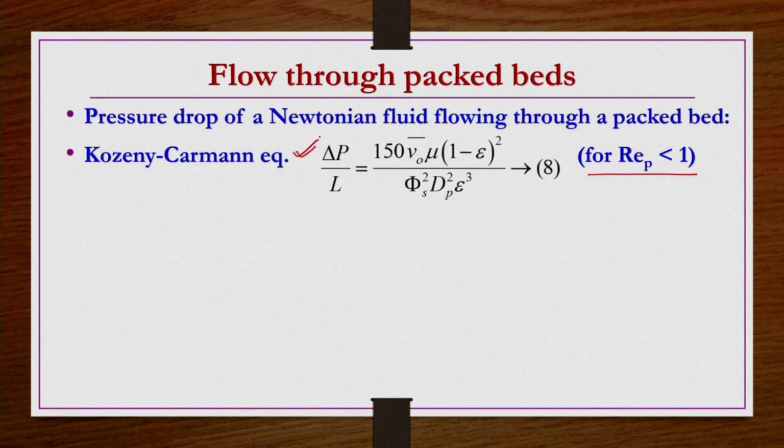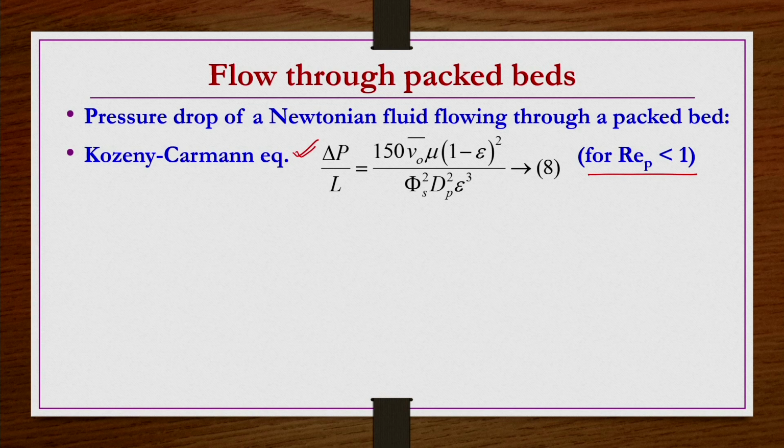So, if a fluid is flowing through a packed bed under very small flow rates, with a Reynolds number very small, less than 1, then laminar flow conditions exist, and under those laminar flow conditions we can obtain the pressure drop of the fluid by this equation. We can obtain it provided the Reynolds number is less than 1.